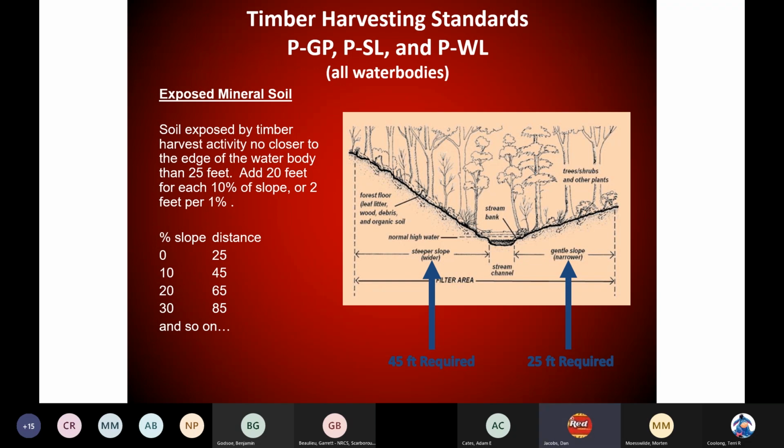You can still do harvesting in here and cut some trees, but you want to leave very little impact to the ground, the leaf litter and the duff in that area.